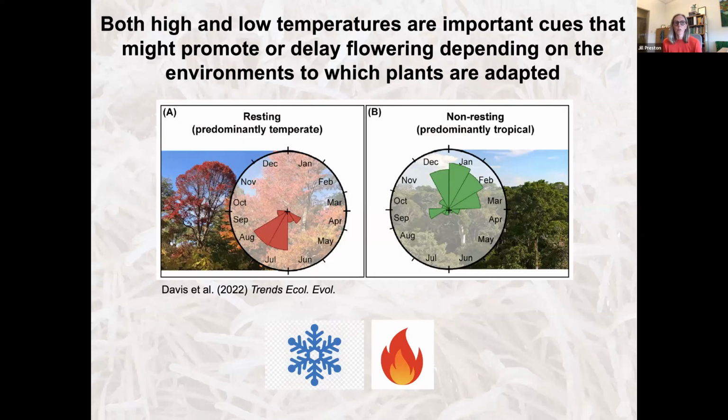So clearly both high and low temperatures are important cues that might either promote or delay flowering depending on the environments to which plants are adapted. And we can think about, as climate is rapidly changing under global warming, it's going to be unclear how different species will respond in their flowering time, because this will be affected both by the climate of origin and also by phylogeny.